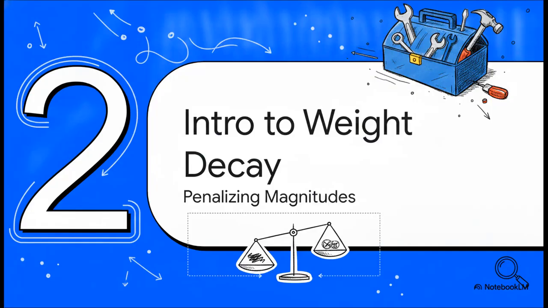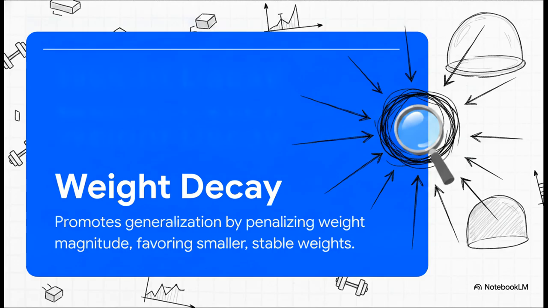Moving right along to Section 2, Introduction to Weight Decay. Weight decay is the very first major tool we're going to pull out of our regularization toolbox today, and honestly, it is exactly what it sounds like. During the optimization process, we simply add a penalty term to the model's loss function based on the magnitude of its weights. Basically, we're mathematically telling the model, hey, don't let any single parameter get too large unless it's absolutely necessary. By driving the optimizer to favor smaller, much more stable weights, we naturally constrain the whole model from reacting excessively to random outliers or noisy data points.